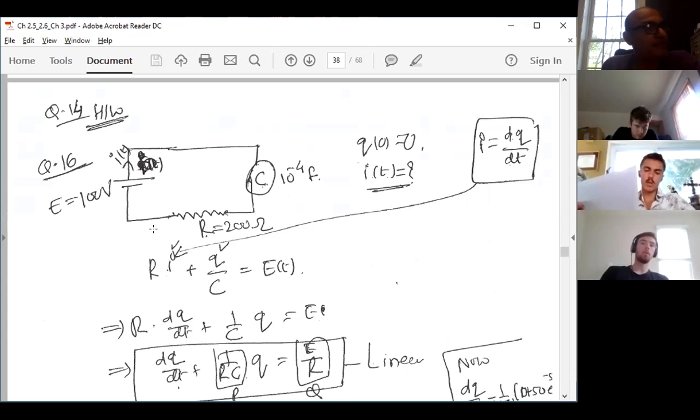16. A 100-volt electromotive force is applied to an RC series circuit in which the resistance is 200 ohms and the capacitance is 10 to the negative 4 farads. Find the charge Q of T on the capacitor if Q of 0 equals 0. Find the current I of T.